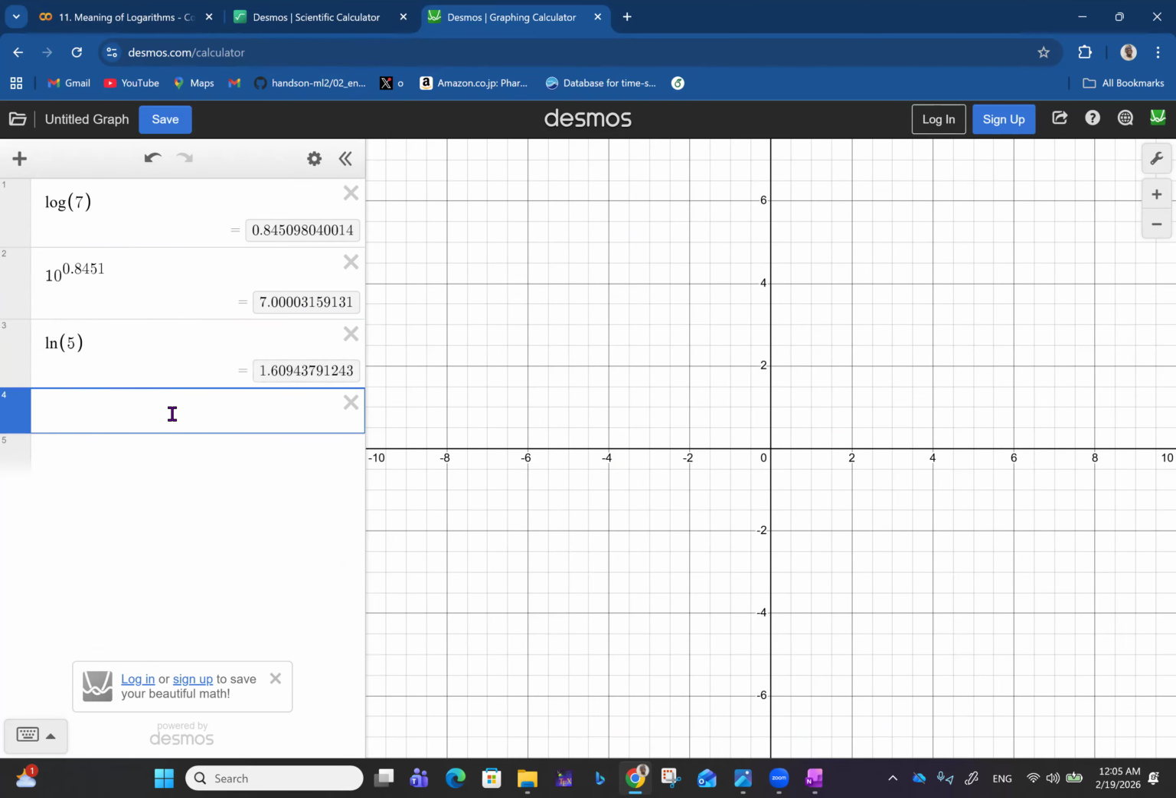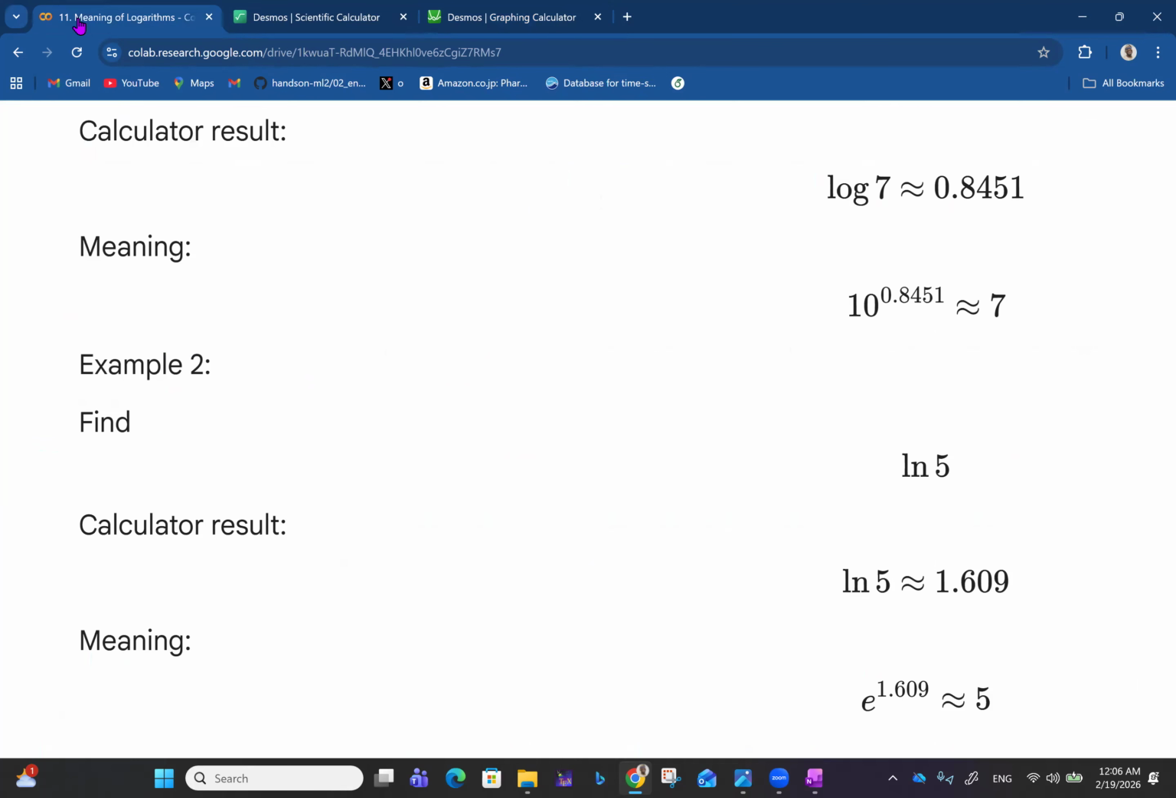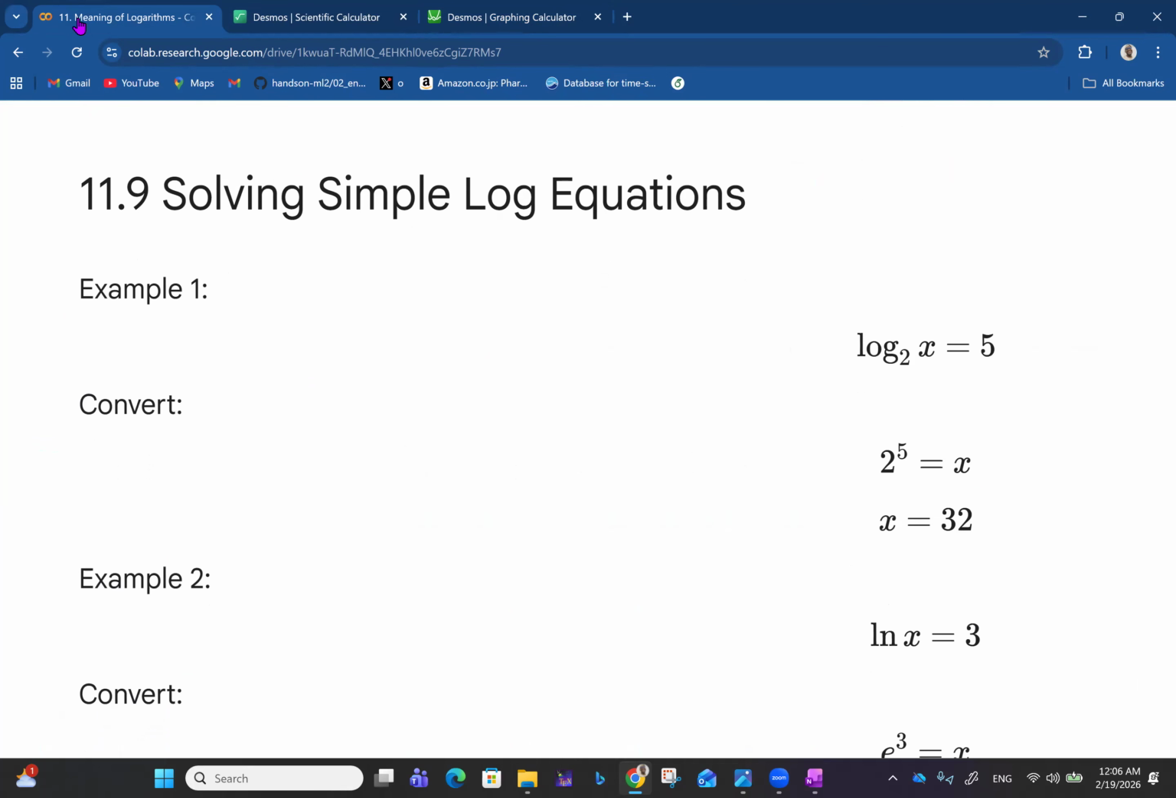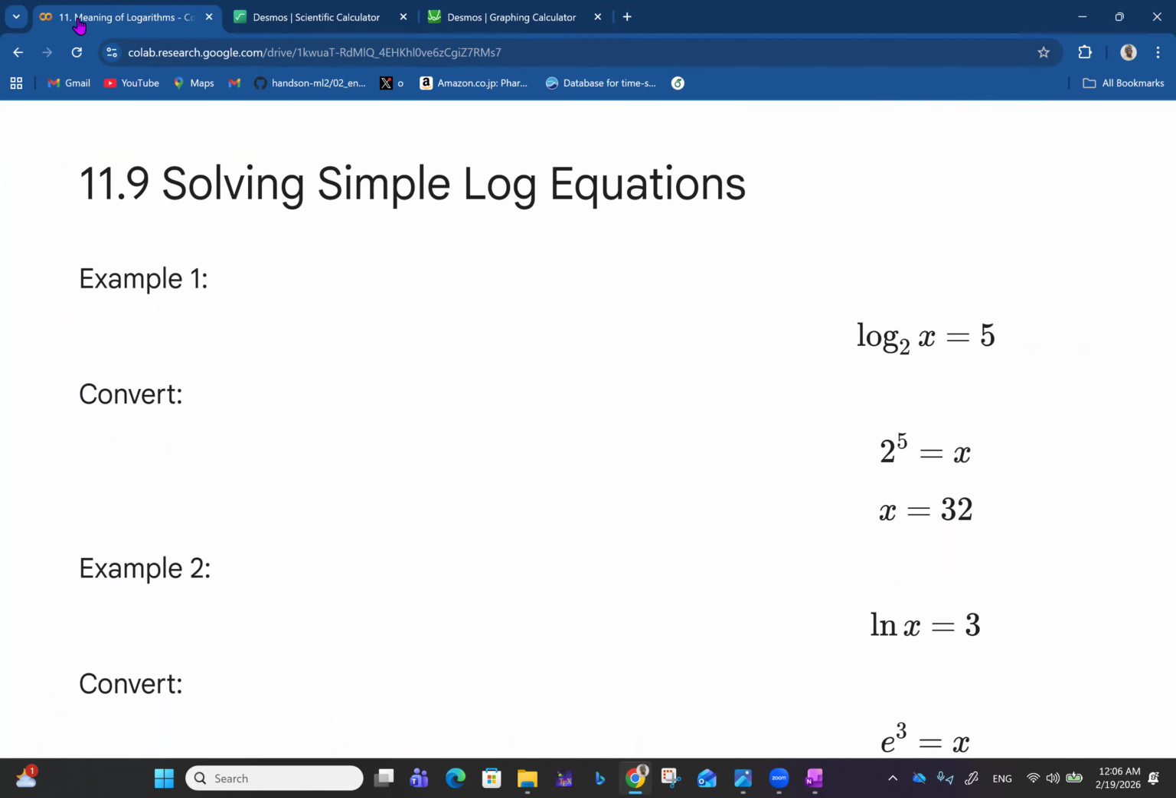So it means that e raised to the power 1.609 is approximately 5. The more decimals I get, if I take it to 1.6094379 1243, it's getting closer and closer like that. So almost 5 there.